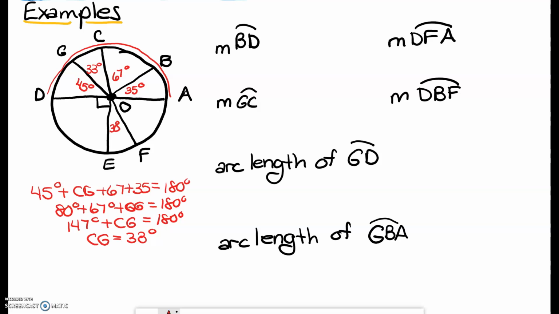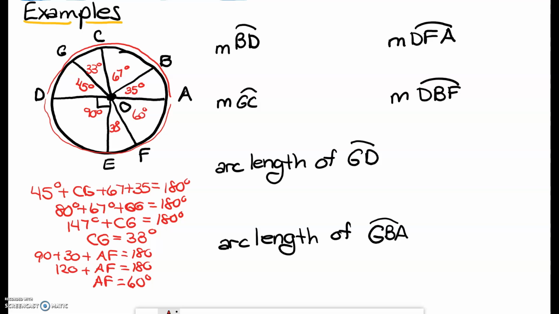So this one right here, DE, has a nice right angle in it, so that's definitely 90. So how am I going to find AF? Well, if I do the same thing but go in the opposite direction, D to A, I know that 90 plus 30 plus AF equals 180. So 120 plus AF equals 180. So AF is going to equal 60 degrees. So this is 60 degrees.